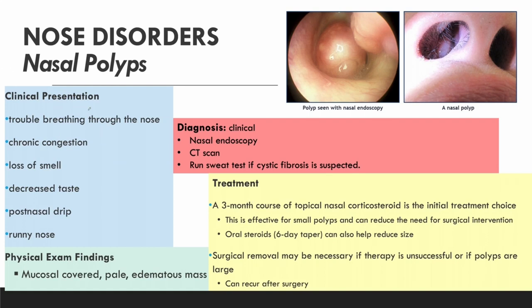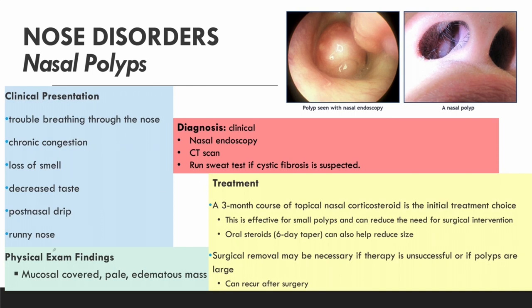So most often patients present with trouble breathing. It's not respiratory trouble breathing, but more just their nose. One nare, or wherever the polyp is, is clogged up, and it's hard to breathe through that nostril. They kind of get this chronic congestion on that side. You can get a loss of smell and taste reciprocally. You can also have a postnasal drip and then some runny nose.